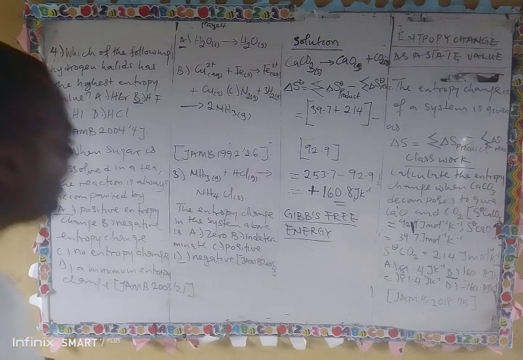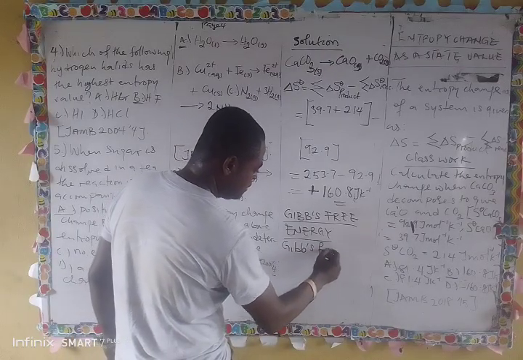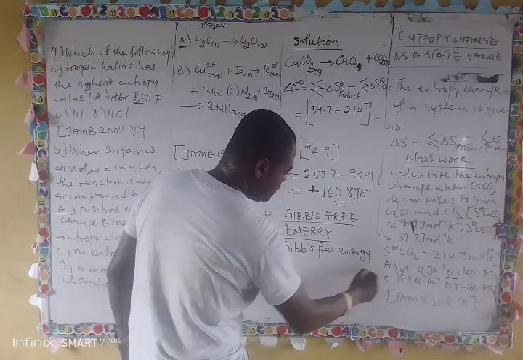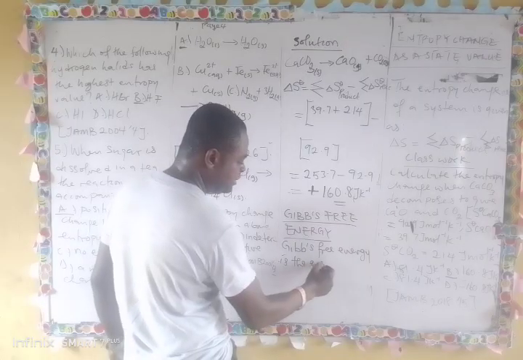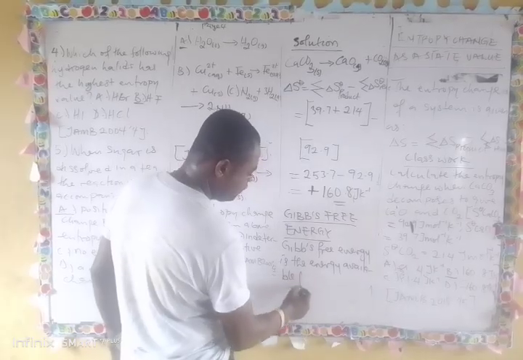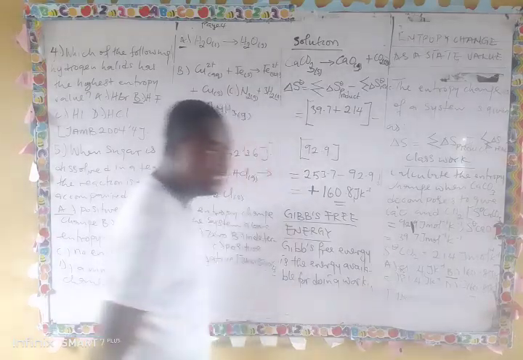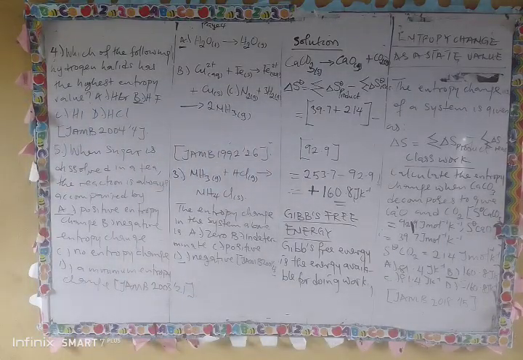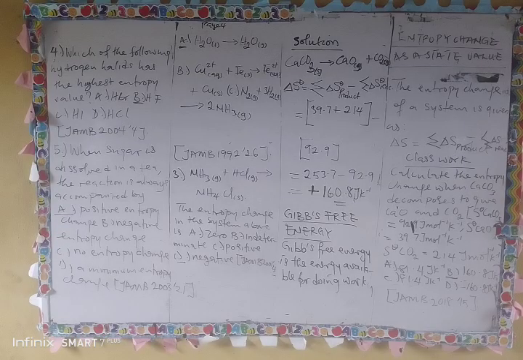Amen. Now, what is Gibbs free energy? Gibbs free energy is the energy available for doing work. What is free energy? Energy available for doing work. Since it is energy, it also has the same SI unit as enthalpy change, which is kilojoule per mole.